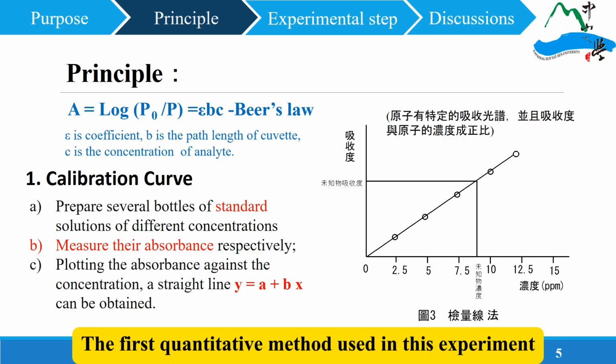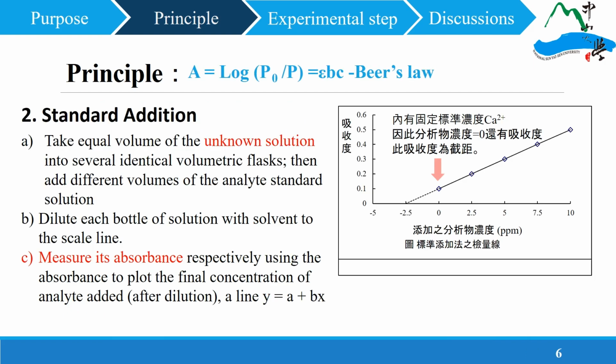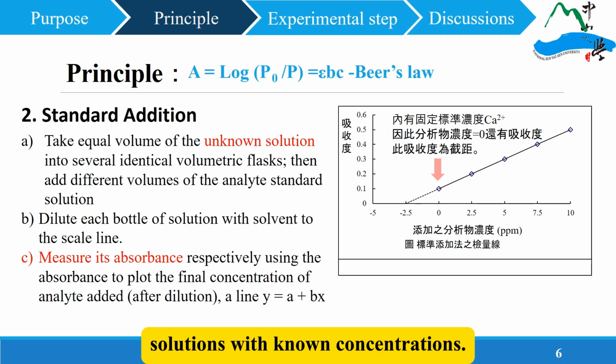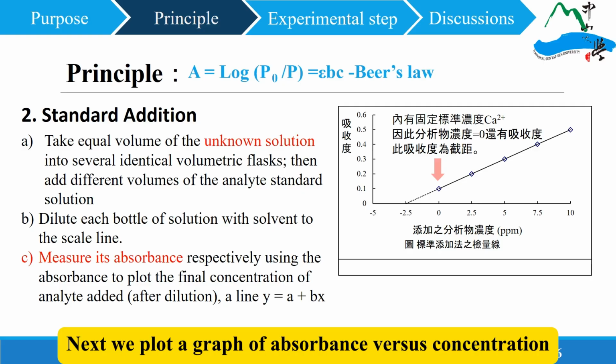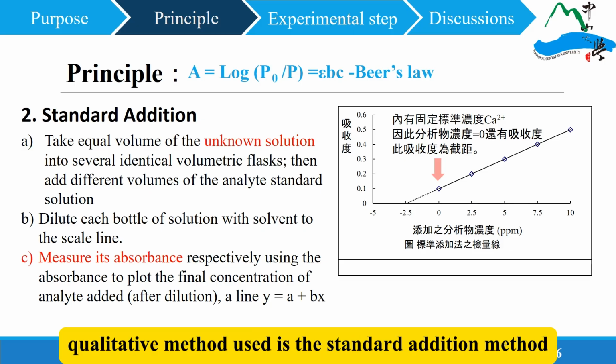The first quantitative method used in this experiment is the calibration curve method. In this method, we prepare several standard solutions with known concentrations. Then we measure their absorbance values using the AAS instrument. Next, we plot a graph of absorbance versus concentration. If the system follows Beer's law, the result should be a straight line described by the equation y = a + bx.